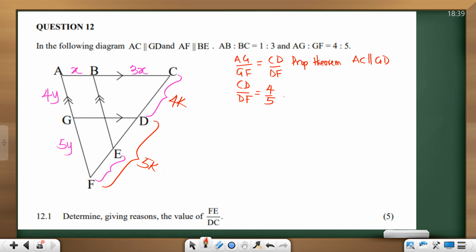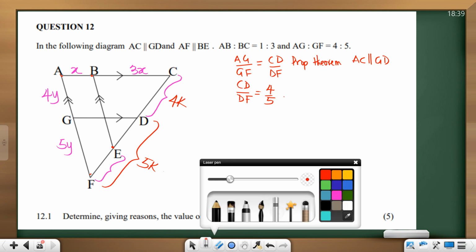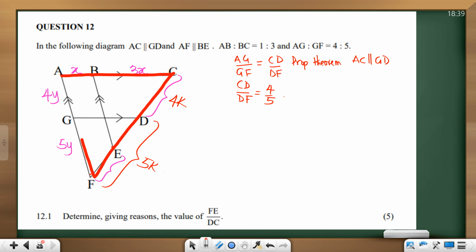However, I still need to get FE. But just looking at FE, you can see a proportionality here already, considering that other triangle. Where's that triangle? This triangle, right? Can you see that proportionality? Which allows me to get this part. Make sense? So, AB over BC will be equal to FE over EC. Let me write that down quickly.